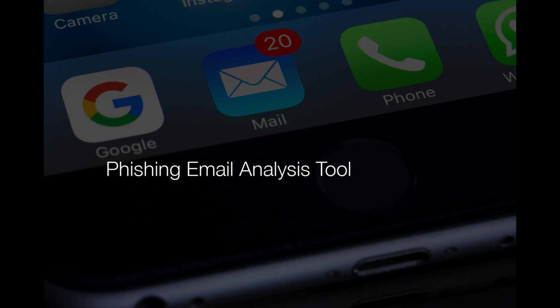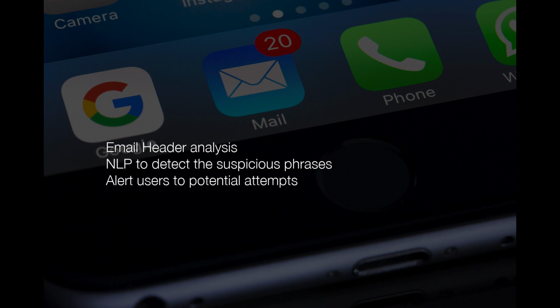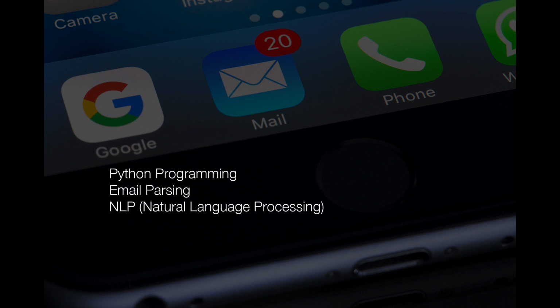Phishing Email Analysis Tool. Develop a tool that analyzes email headers and content to detect phishing emails. The tool should use natural language processing to identify suspicious phrases and domains, alerting users to potential phishing attempts. Skills required: Python programming, email parsing, NLP.